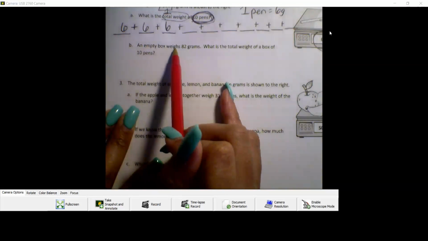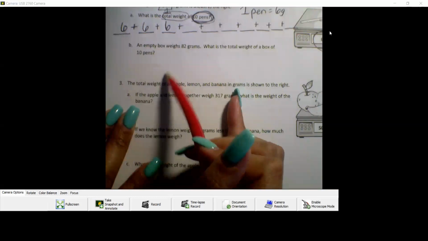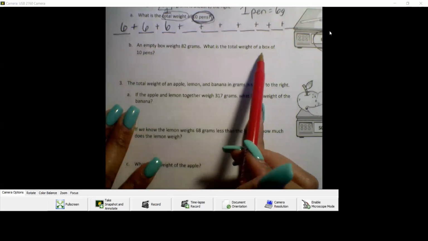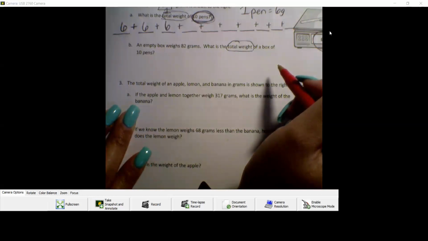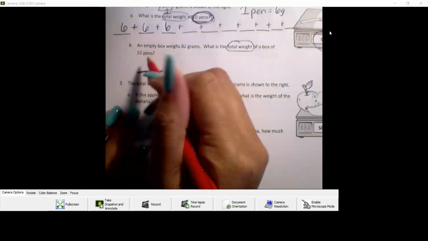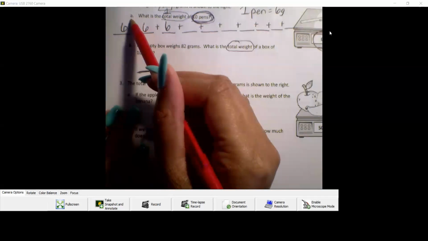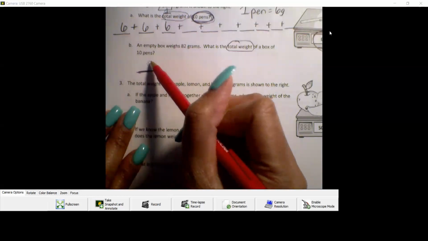B, an empty box weighs 82 grams. What is the total weight of a box of 10 pens? Again, here's that word again, or 2 words, total weight. So it's asking us, how much did the 10 pens weigh? Whatever that number is, you're going to write on this line. What was your answer for problem 2A? You're going to write that number on this line.